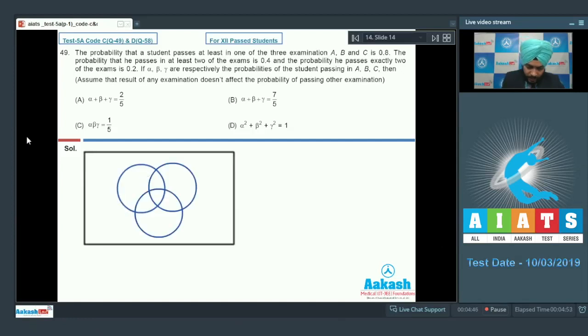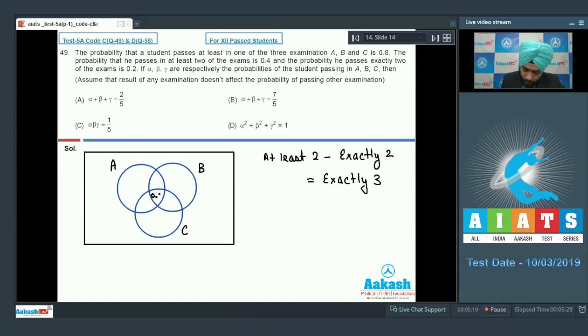There are three examinations: examination A, examination B, examination C. The student passes in at least one is 0.8. The probability that he passes in at least two is 0.4. The probability that he passes exactly two exams is 0.2. So at least 2 minus exactly 2 gives you exactly 3. That means this number here is 0.2.